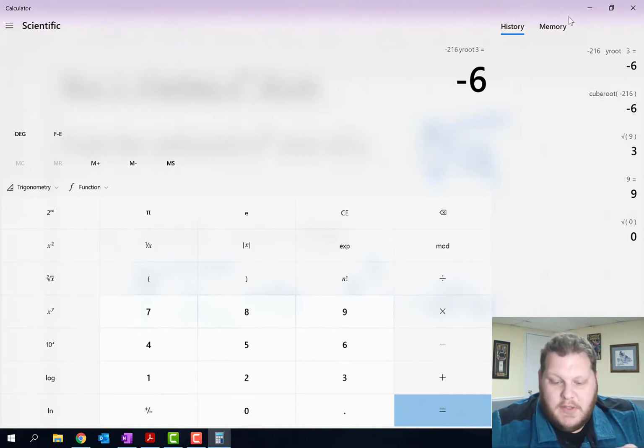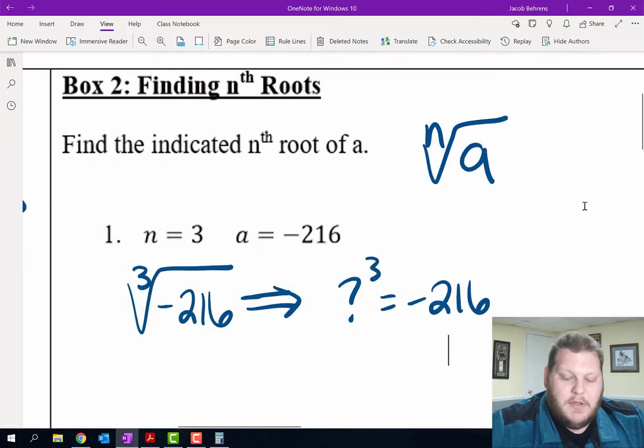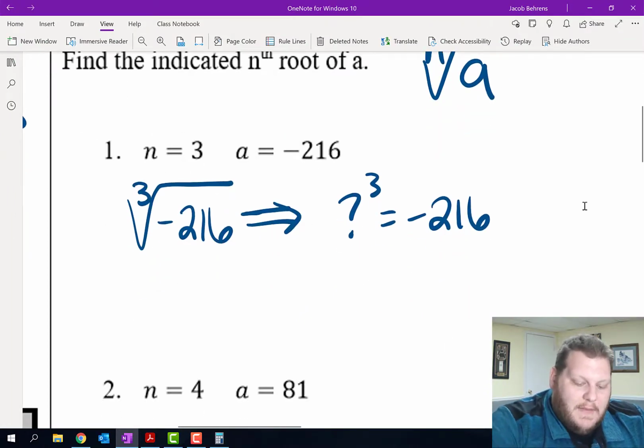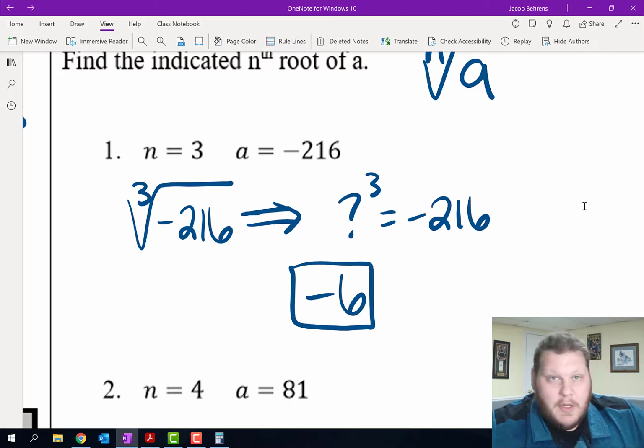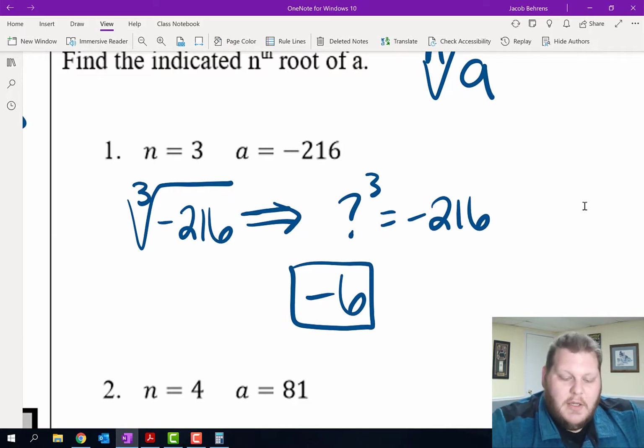But we can see, either way we get to it, whether you're a guess and check person or whether you're using that calculator, we should get that negative 6 is my solution, which you can check your work. If you use your calculator to kind of guess and check, you can then go ahead and multiply negative 6 together 3 times to make sure that it comes out to negative 216.